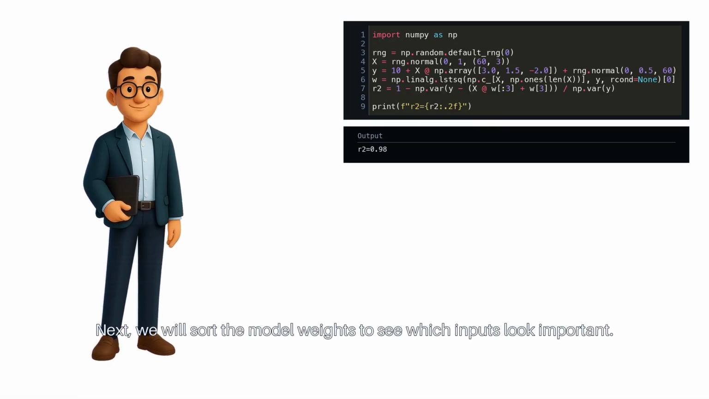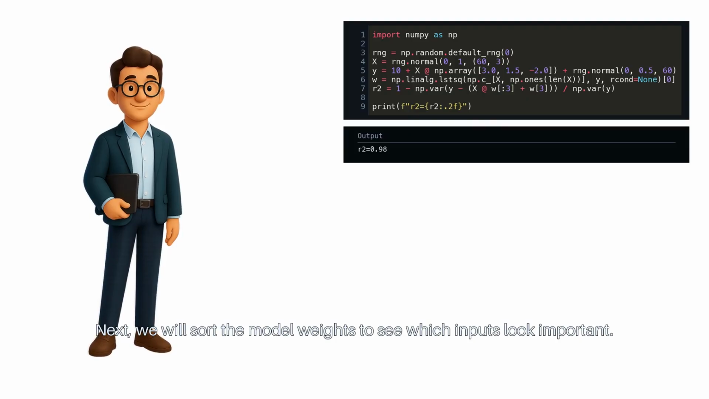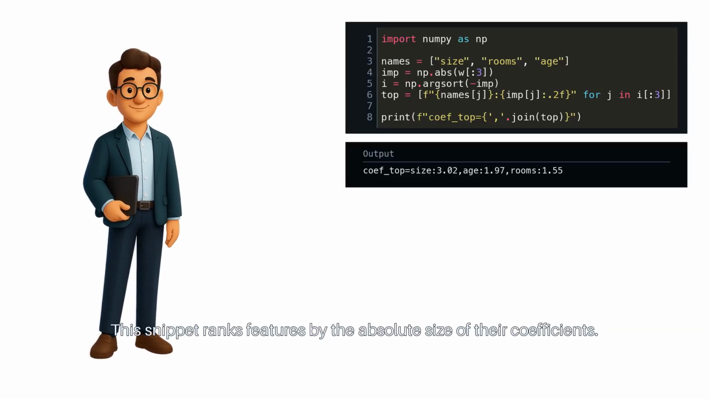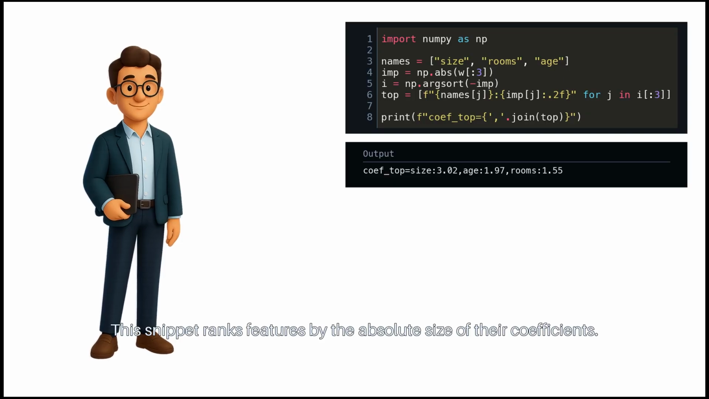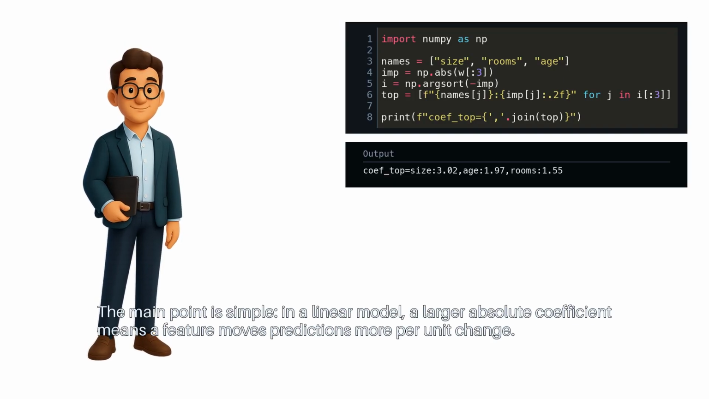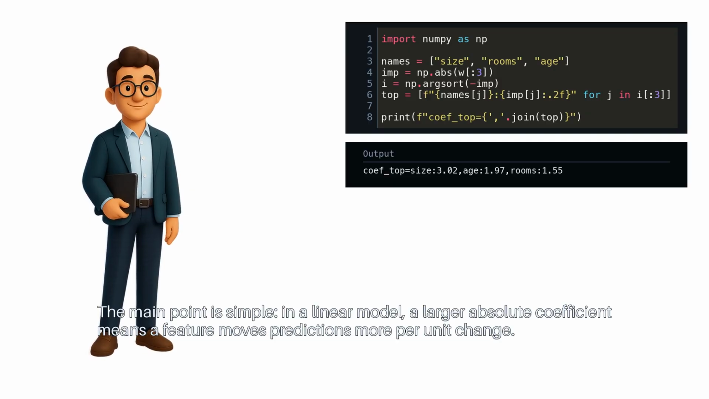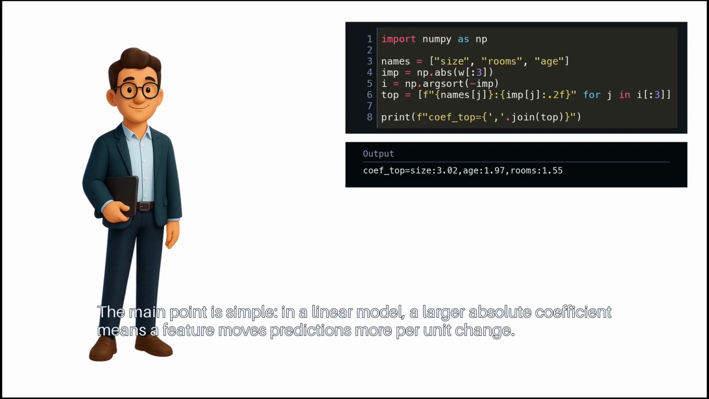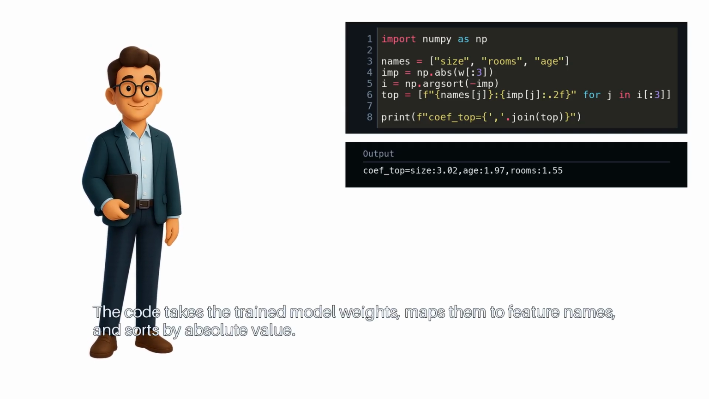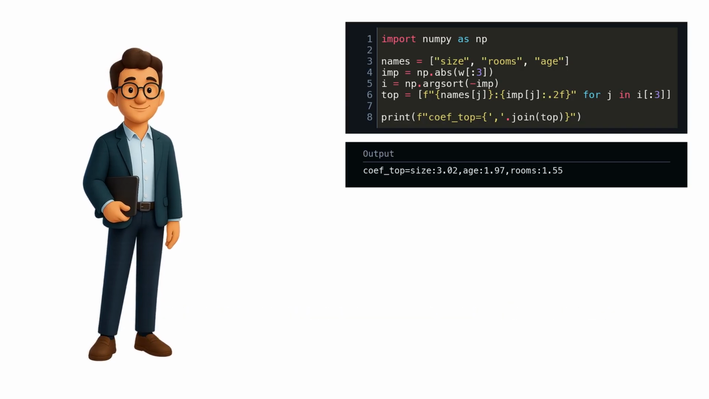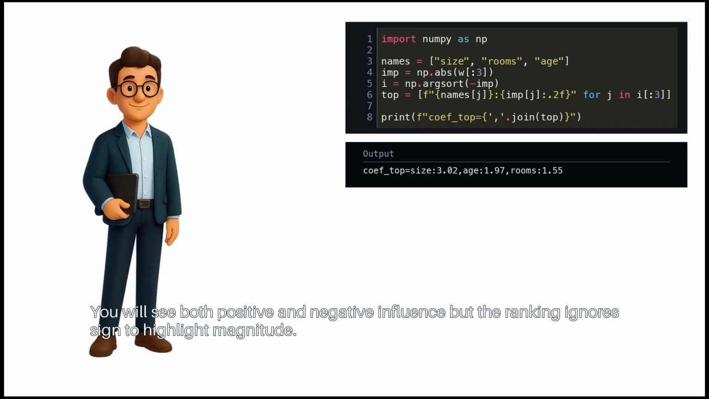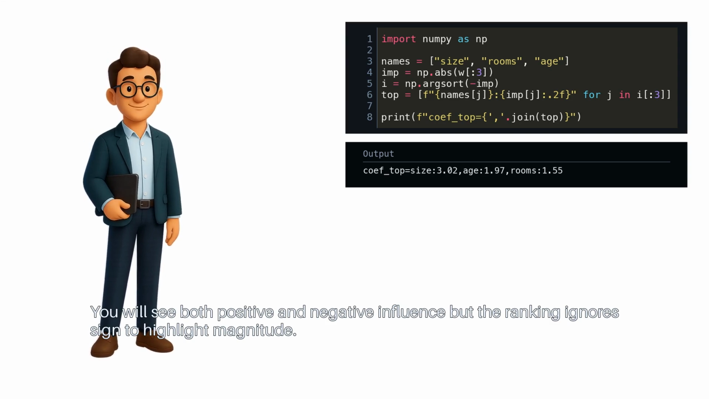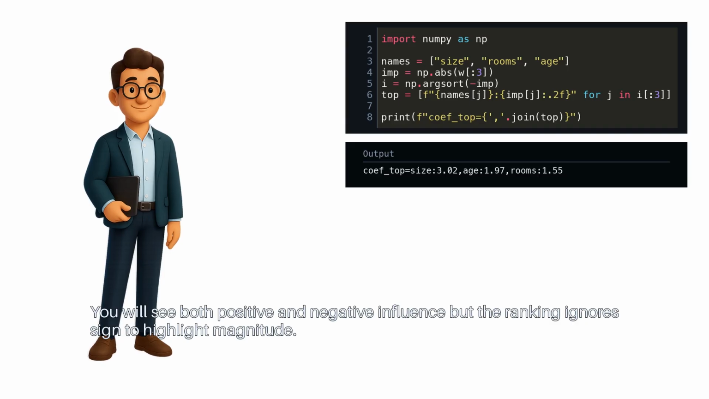Next, we will sort the model weights to see which inputs look important. This snippet ranks features by the absolute size of their coefficients. The main point is simple. In a linear model, a larger absolute coefficient means a feature moves predictions more per unit change. The code takes the trained model weights, maps them to feature names, and sorts by absolute value. You will see both positive and negative influence, but the ranking ignores sign to highlight magnitude.